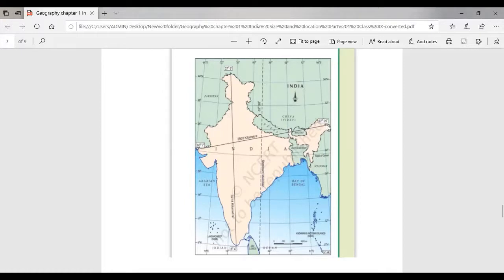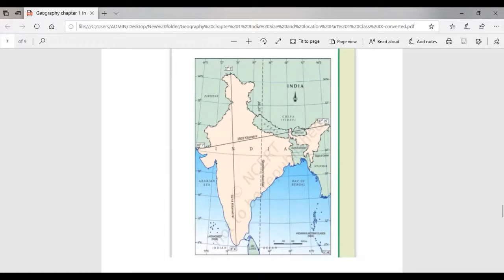Hence, the time along the standard meridian of India, 82 degrees 30 minutes, which passes through Mirzapur in Uttar Pradesh, is taken as the standard meridian of the whole country. The latitudinal extent influences the duration of the day and night as one moves from south to north. So by this we concluded the first half of the geography chapter 1, India size and location.